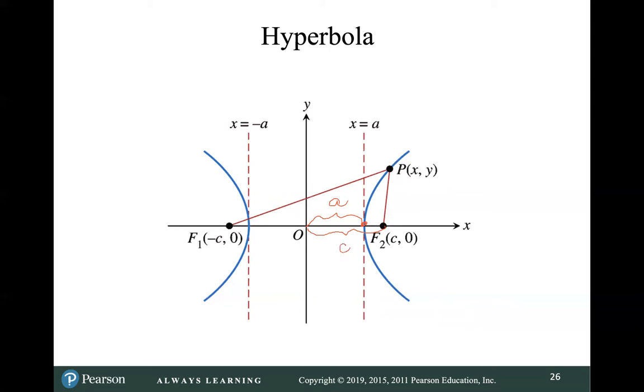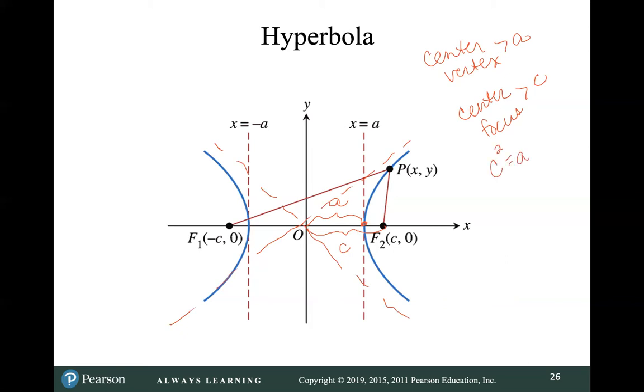So center to the vertex is A, and center to the focus is C. B is the one that's harder to picture. It's going to be related to the slope of the asymptotes that create our hyperbola, and C is our biggest value. So now we can say that C squared is A squared plus B squared, which is the Pythagorean theorem.